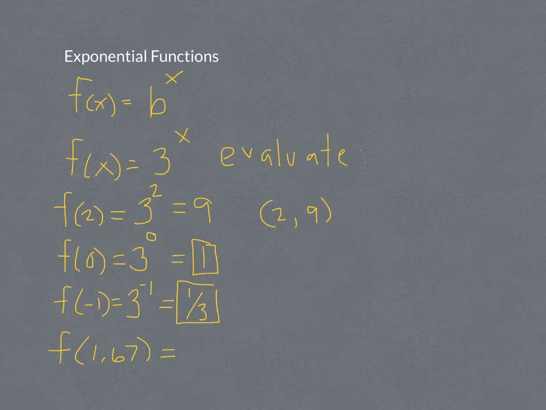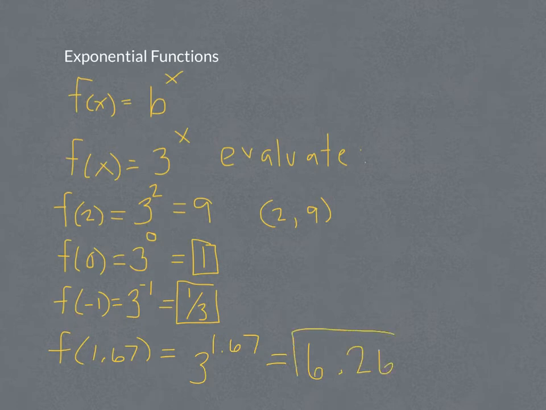On this last one, our x values do not have to be integers, they can be any value. So let's go ahead and plug in f(1.67). That means here we would plug 1.67 in for the x value. The only way you can actually solve this problem is by a calculator. You cannot just do it in your head. So 3 to the 1.67, rounded to 2 decimal places, is 6.26.